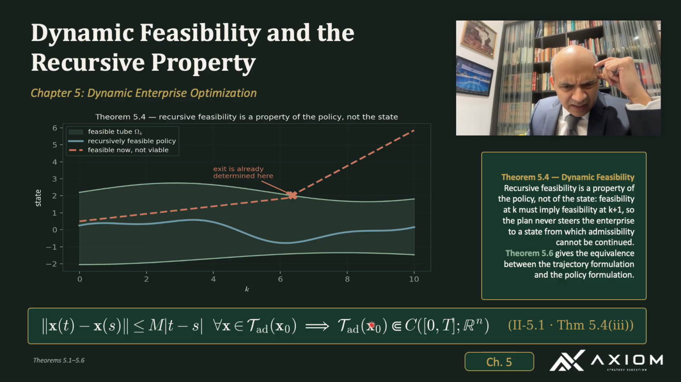over here, you see this T_ad of x_0 implies T_ad of x_0 is in C of [0, T] into R^n, meaning every admissible trajectory belongs to the space of continuous paths from the time interval 0 to T, which is represented over here, into the enterprise state space R^n. Feasible enterprise trajectories evolve continuously at a bounded speed, which gives the trajectory set the compactness structure needed for existence results in dynamic optimization.